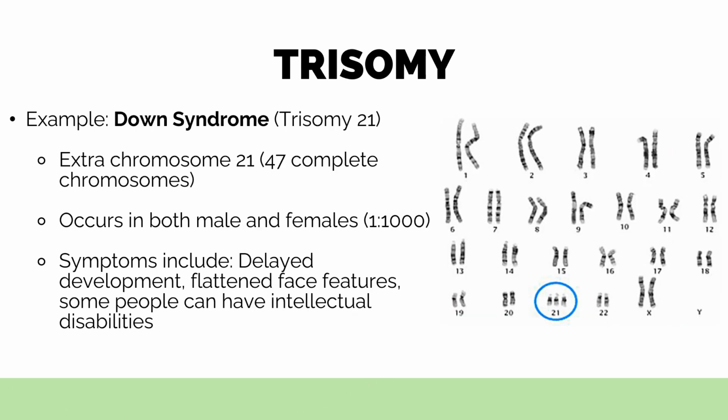The most common aneuploidy that you've probably heard of is Down syndrome, which is a type of trisomy. We can also call this trisomy 21. That means chromosome 21 has an extra chromosome, so there are 47 total chromosomes. This occurs in both males and females. About 1 in every 1,000 babies born will be born with trisomy 21 or Down syndrome. As you can see in this karyotype, very clearly there are 3 chromosome 21s, and you're only meant to have 2.